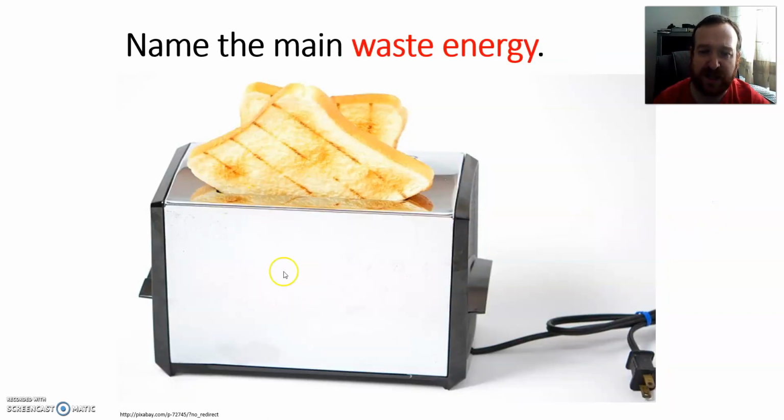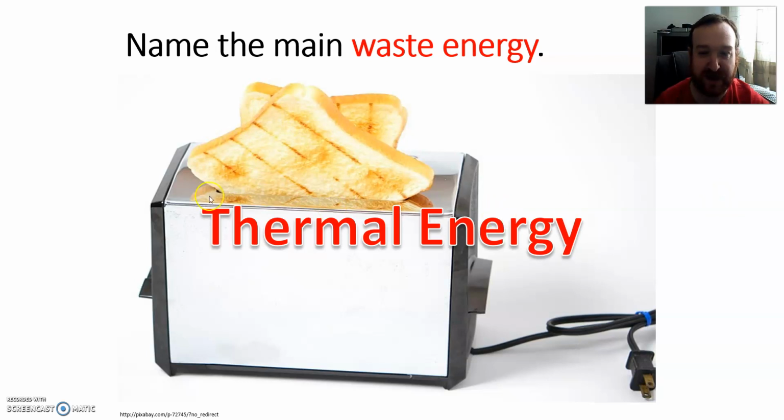What's the waste energy in a toaster? The main waste energy in a toaster. Don't be tricked. Thermal energy. It's not light, it's not sound. A lot of energy is going to be wasted with heat just coming out of the toaster. Above the toaster gets very hot. Don't check it, it'll burn you if you put your hand over it. Lots of that energy will escape and not actually go into toasting the toast. So thermal energy will be the main waste. You can also write heat energy.